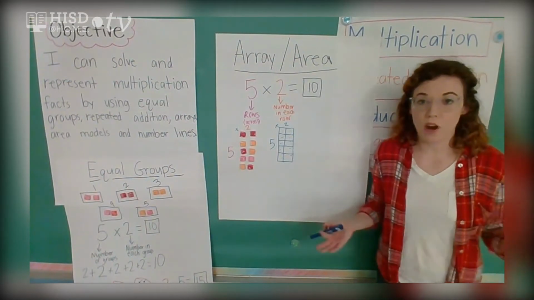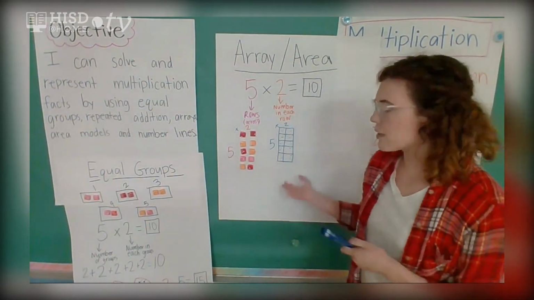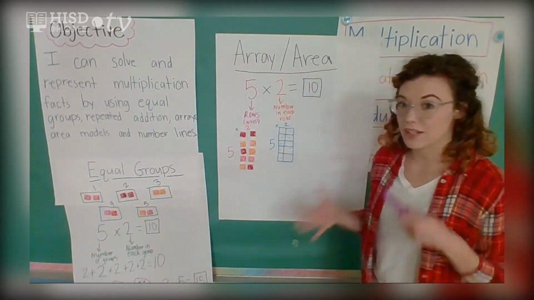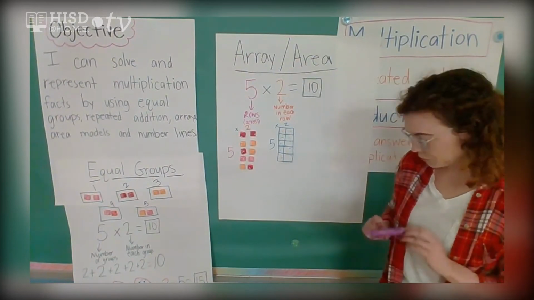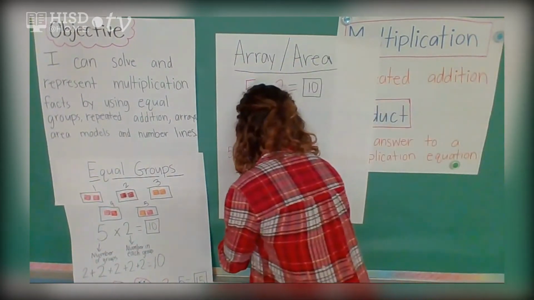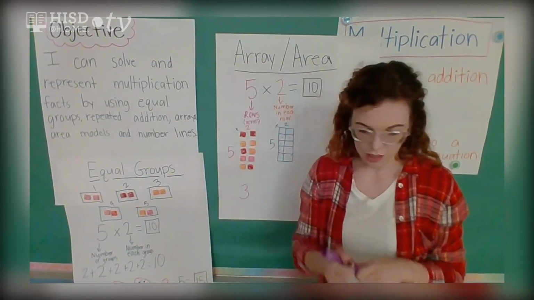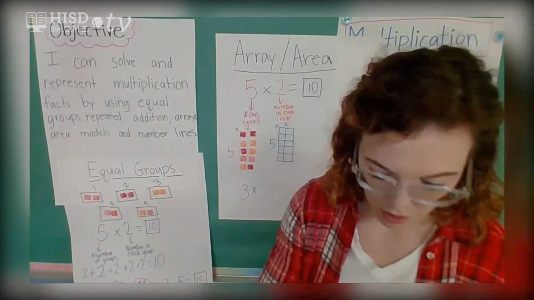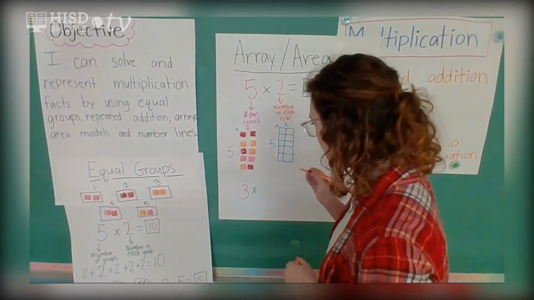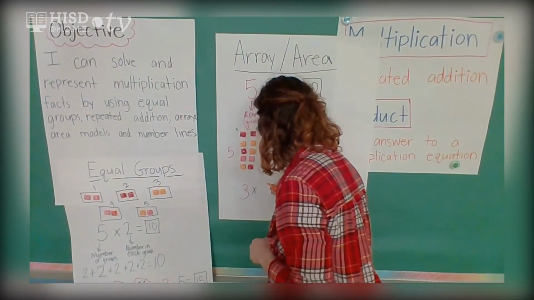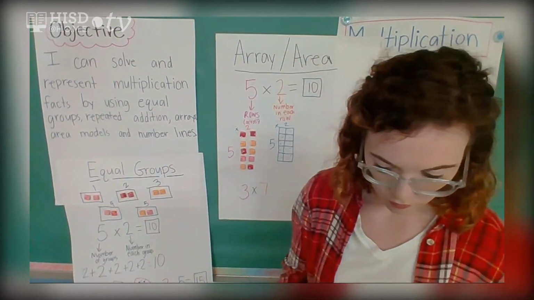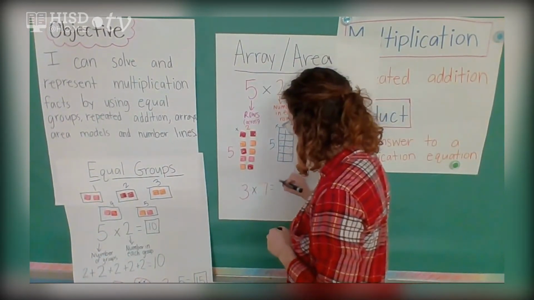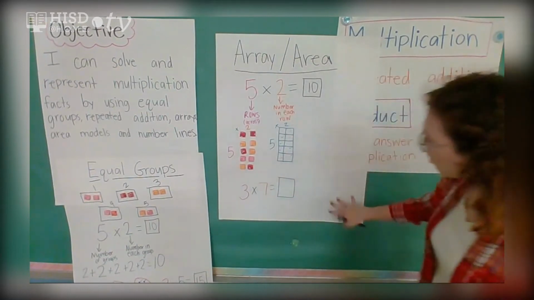Now let's try another problem so that we can see what this would be represented as. Let's try one different than what we did earlier. So let's do 3 times 7, and we'll say equals length. And I'm going to solve it over here.